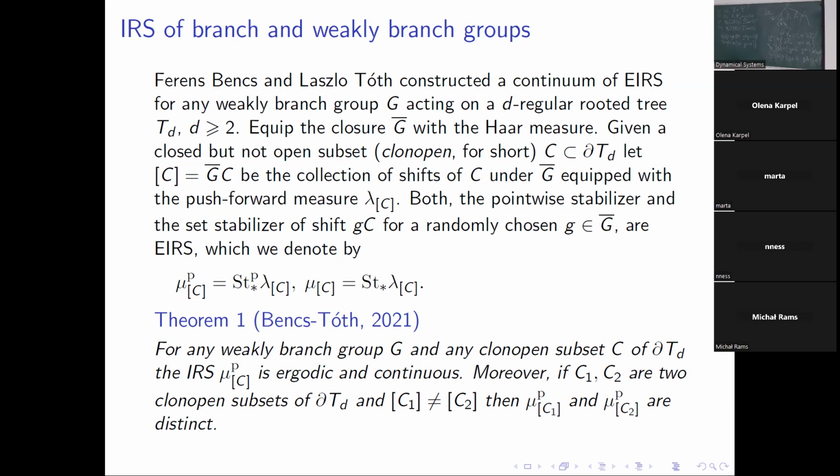So Bencs and Lotos proved that for any weakly branch group G and any closed but not open subset C of the boundary of the tree, the invariant random subgroup constructed using the pointwise stabilizer is ergodic and continuous. Moreover, given two closed but not open subsets from different classes, from different orbits, the corresponding invariant random subgroups are distinct. Thus, for any weakly branch group, we have a construction of continuum many ergodic invariant random subgroups using this construction.